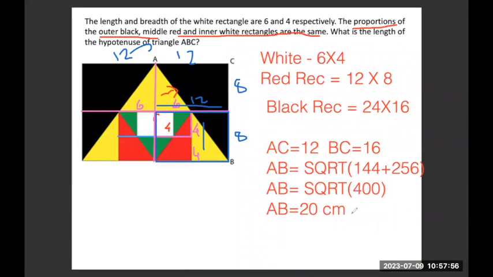Well, I didn't give the answer because I didn't know the meaning of hypotenuse. Okay. Hypotenuse in a triangle is, so see, this is a right angle triangle. Yes. In a right angle triangle, this diagonal that you see between AB is a hypotenuse.